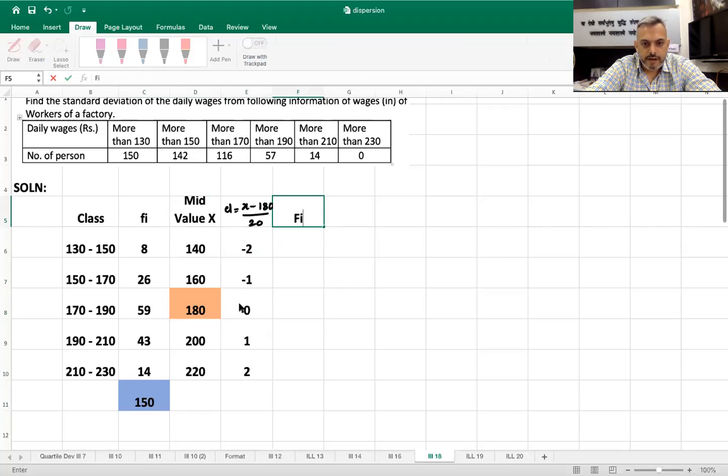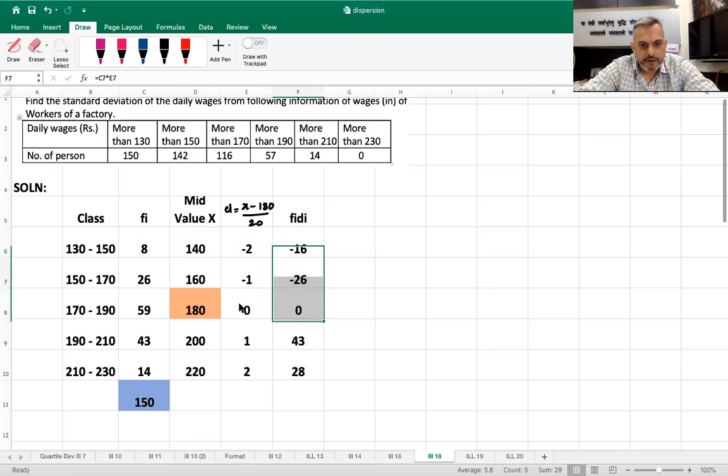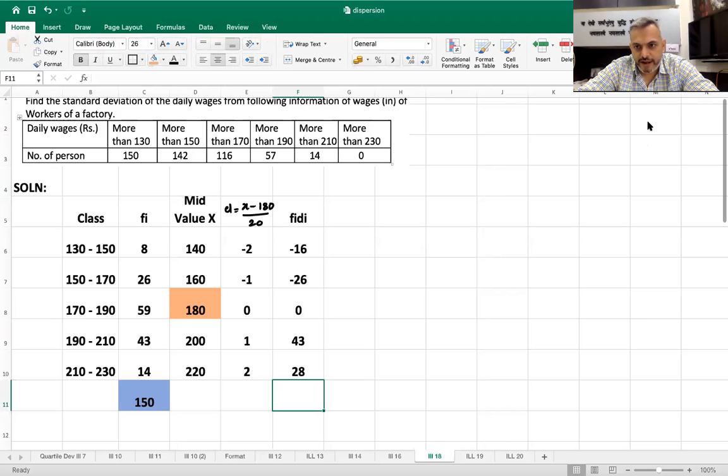So FiDi. Frequency into D is 8 into minus 2. You can see the screen, both highlighted cells. So frequency into D comes to minus 16. Then 26 into minus 1, then 59 into 0, 0, then 43 into 1 and 14 into 2. So we have to find the total for FiDi also. So let's find the total for FiDi. It comes to 29.